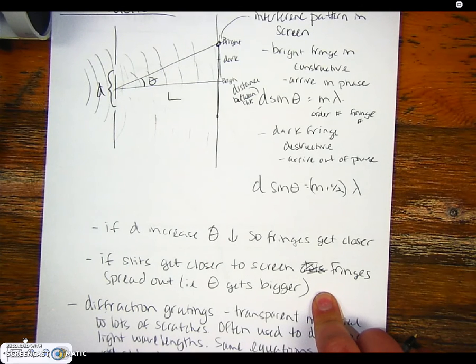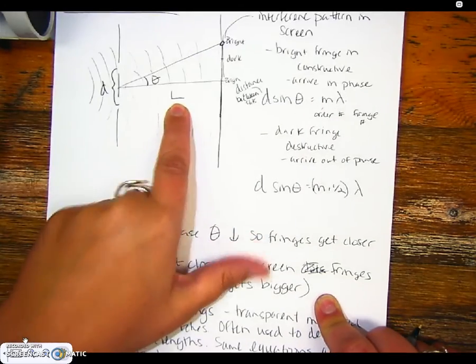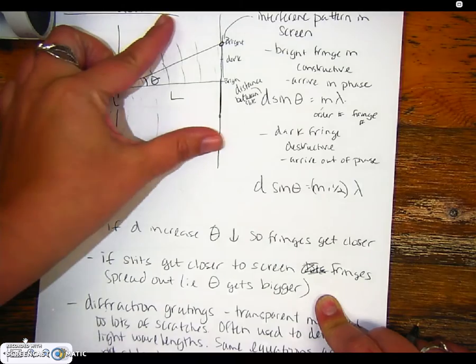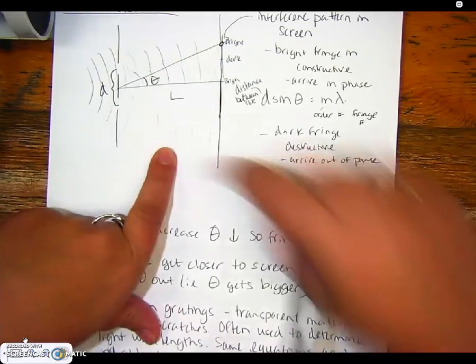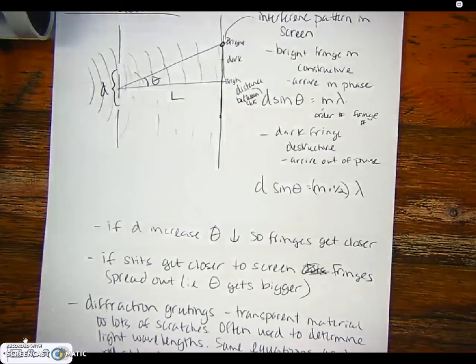If the slits get closer to the screen, then the fringes are going to spread out. So if I move this closer, or change this variable L, essentially as it moves closer, this is going to keep going out and out. So you can maintain the same ratio of this to this and have the same sine of the angle there.